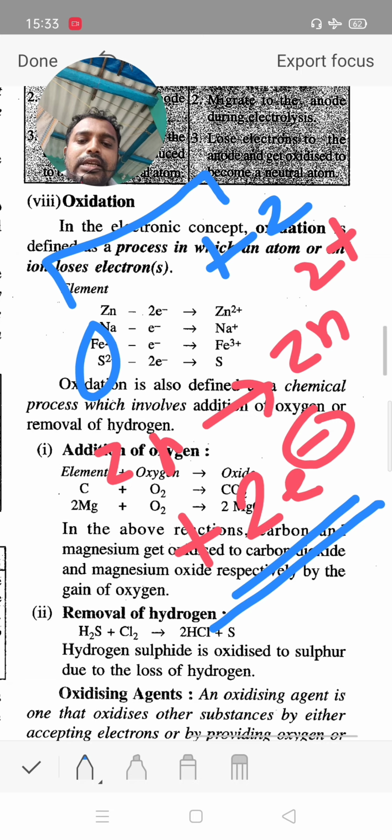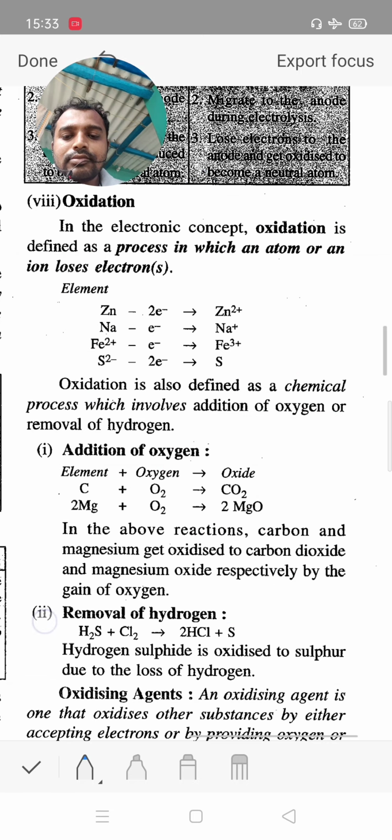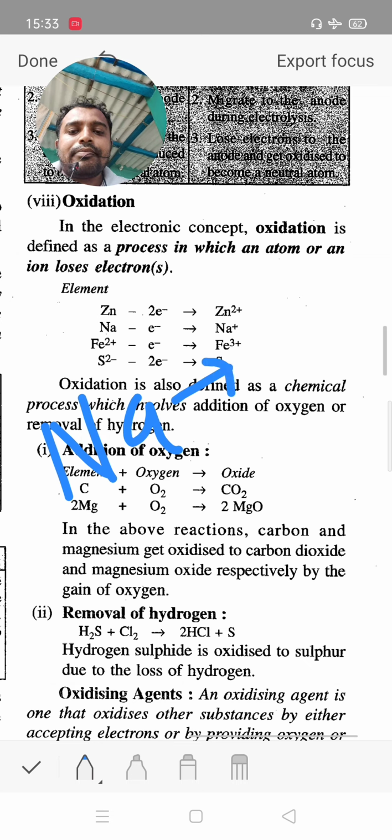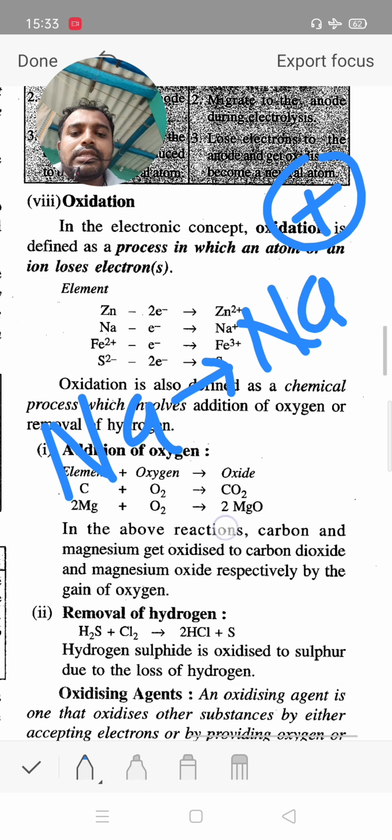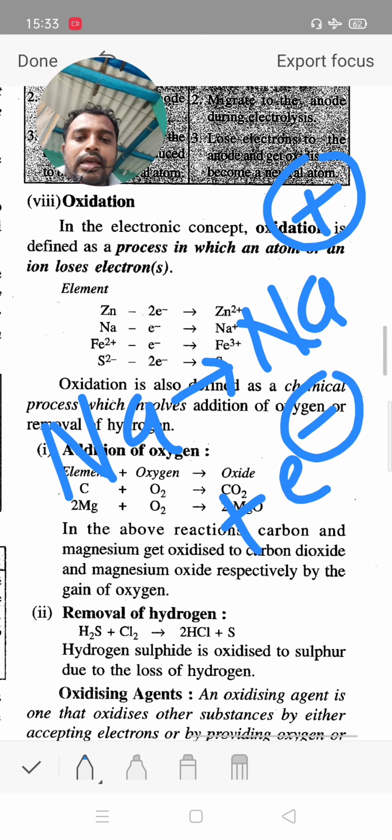Same kind of another example. Now sodium converts to Na+, meaning it loses 1 electron. This Na is converted to Na+ ion. In this reaction oxidation takes place. Oxidation means loss of electron.